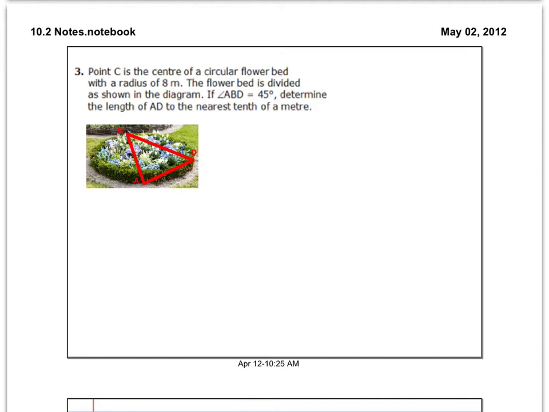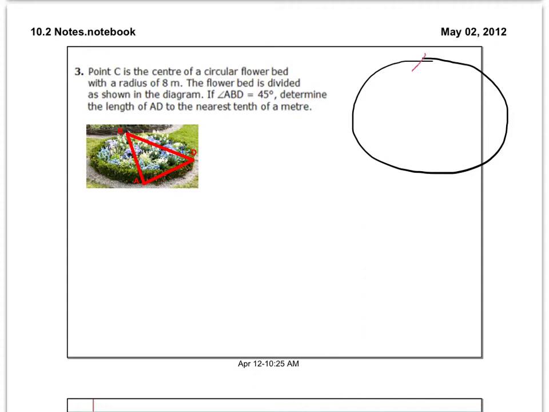So this circular flower bed has a central point at C, a radius of 8 meters, and if you draw a triangle like is drawn, A to B to D, so A to B to D, that angle at the top is 45 degrees, and you're looking for the angle along the bottom, A to D. So again, draw your own circle, which just makes life a whole lot easier. So you have a circle, and you can add in the little triangle that they have.